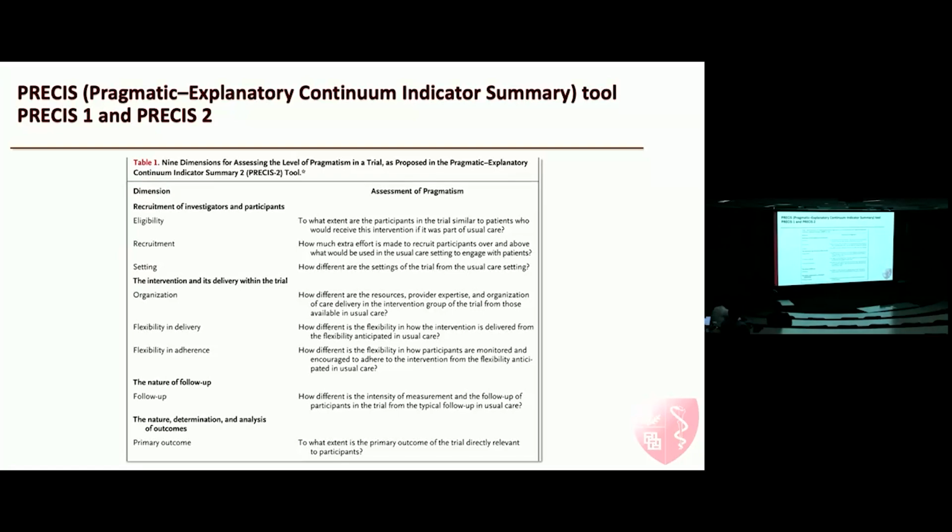So it's not a one-size-fits-all. It's not that your trial is either pragmatic or explanatory. There will be components of trials that will be more mechanistic versus pragmatic, and there are actually tools out there that can help you determine on what sort of continuum you lie. The degree or level of pragmatism can be assessed with tools.